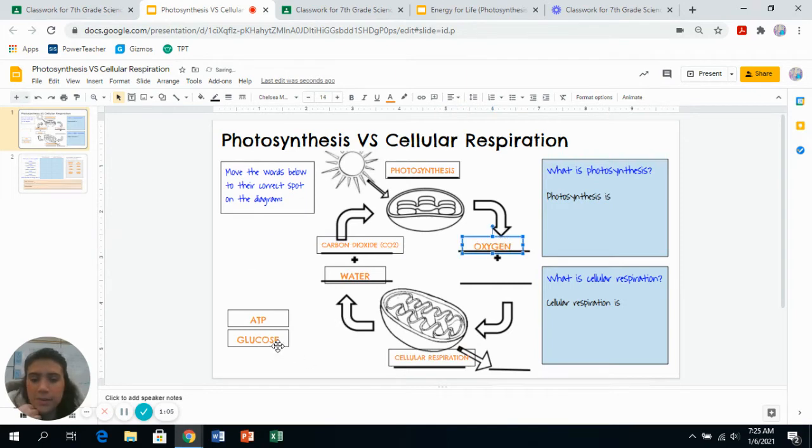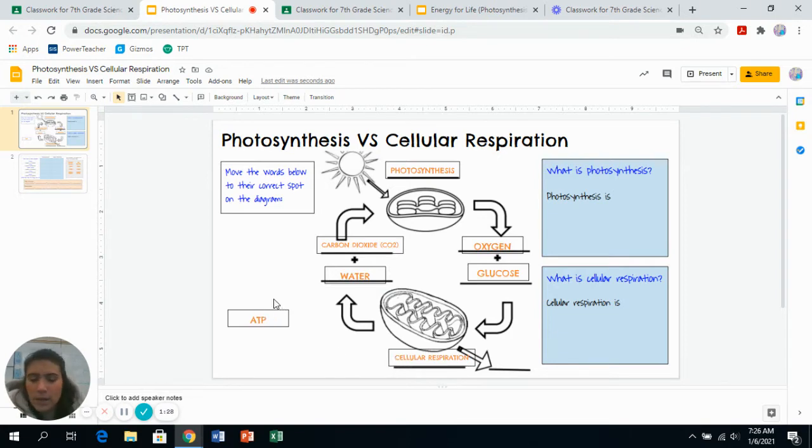And it also produces that food for itself, which is glucose. It's a sugar, it's their food. That is why they are called producers. And then we take in that oxygen and glucose, and we undergo cellular respiration, which creates water. We breathe out carbon dioxide, and we also breathe out water droplets.